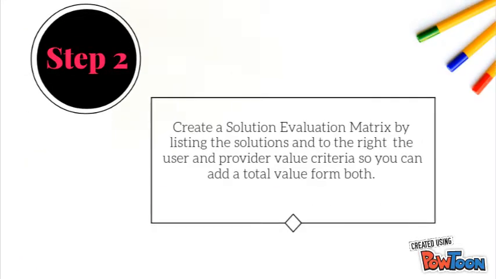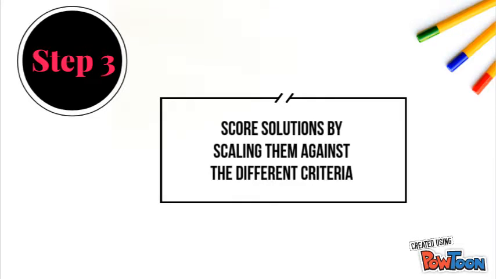Step 2. Create a solution evaluation matrix by listing the solutions and, to the right, the user and provider value criteria so you can add a total value from both. Step 3. Score solutions by scaling them against the different criteria.